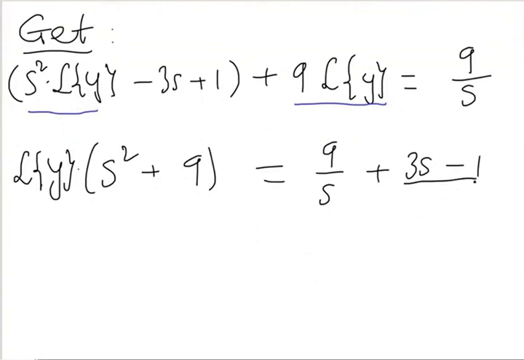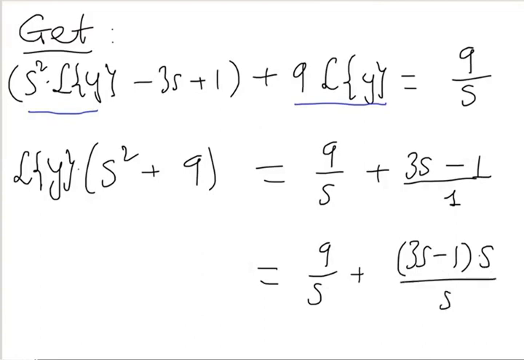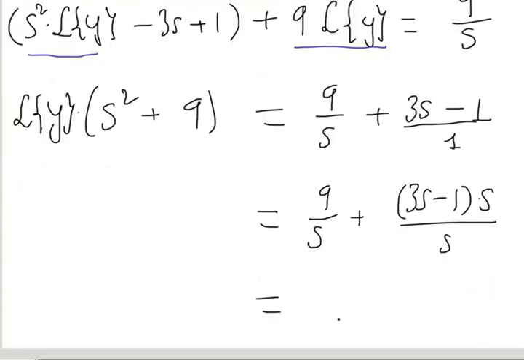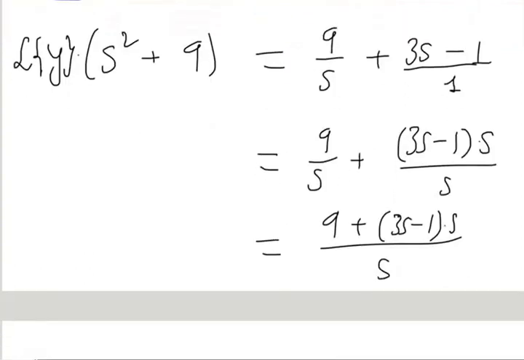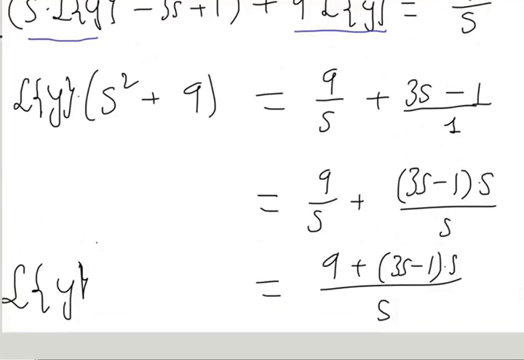Using common denominator, we have 9 over s plus 3s minus 1 times s. So add them up. We have 9 plus 3s minus 1 times s. Now this time the numerator is quite simple. So if you want, you can distribute it, but it's not necessary to do so.